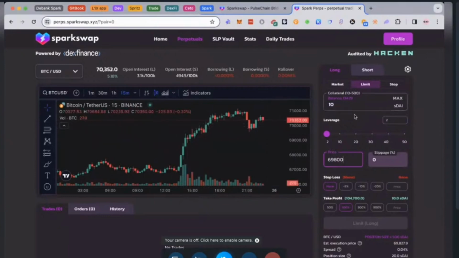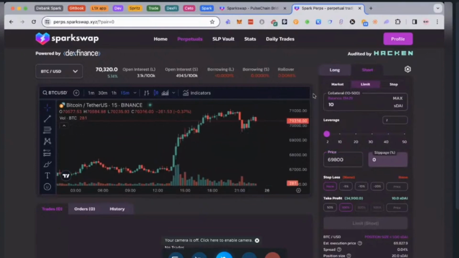You can play around with this. It works the opposite way on the shorts. So again, you can always just do a market order and you're essentially selling here at the market price.